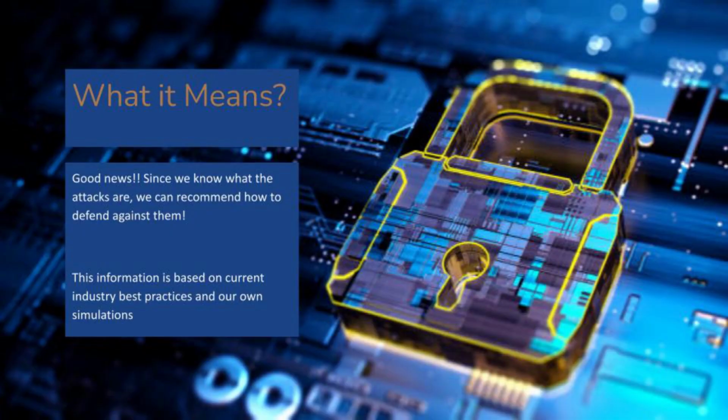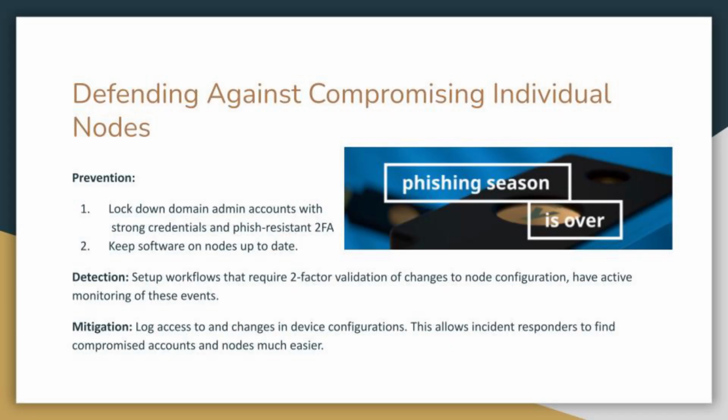Good news is, since we know what these attacks are, we can recommend how to defend against them. This information is based on current industry best practices and the results from our own simulations. So first, defending against compromising individual nodes in a network. To prevent this, you should lock down domain administrator accounts with strong credentials and phishing-resistant two-factor authentication. You should also keep software on nodes up to date.